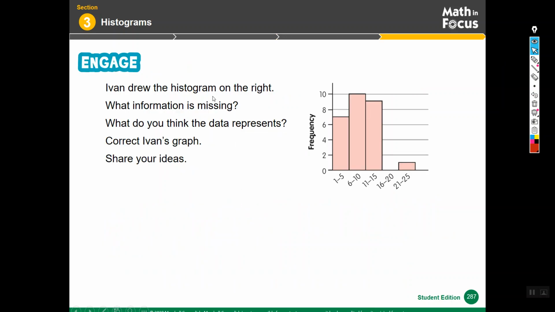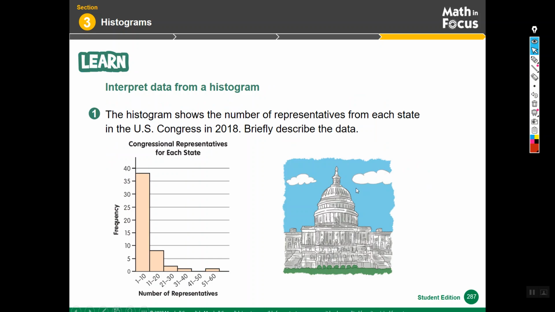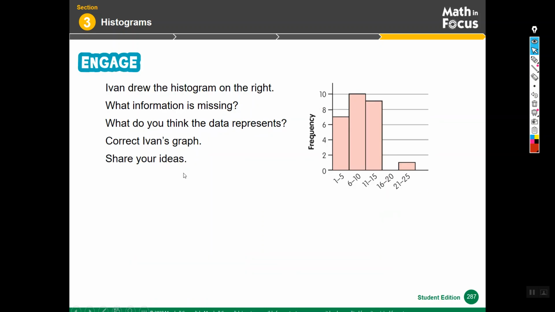Let's see, Ivan drew a histogram on the right. What information is missing? What do you think the data represents? Correct Ivan's graph, share your ideas. Okay, let's take a look at Ivan's graph. The first thing I notice is that we have to think about what it represents. One important thing when you're drawing a histogram, or a dot plot, anything, is to label it. It needs to have a title. You need to know what this data is about. As it is right now, we could imagine just about anything.